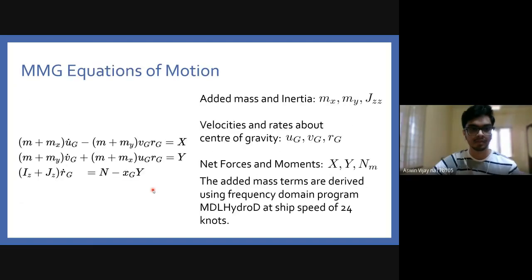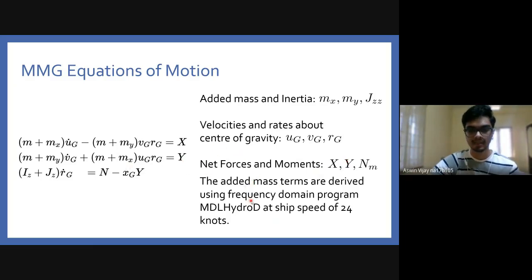Okay. So as you can see, the equations of motion are expressed with respect to the center of gravity, which I will have to rewrite, and I have rewritten them in the end. The added mass and added inertia are represented by mx, my, and jzz here, and the velocities and rates about the center of gravity are ug, vg, and rg. Now X, Y, and N are the net forces and moments, and they are about the midship.